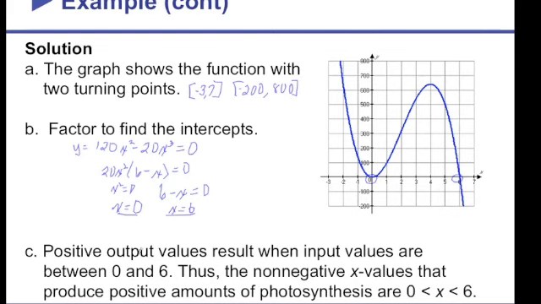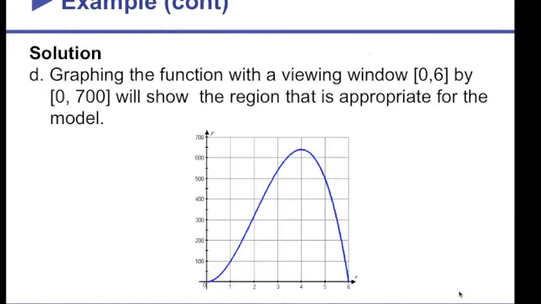Next, the positive output values result from when input values are between 0 and 6, and that's what we wanted. Thus, the non-negative x values that produce positive amounts of photosynthesis are 0 is less than x is less than 6, or between 0 and 6. We graph that function with this viewing window to show the region that is appropriate for the model, from 0 to 6 for the x values, and from 0 to 700 for the y values.